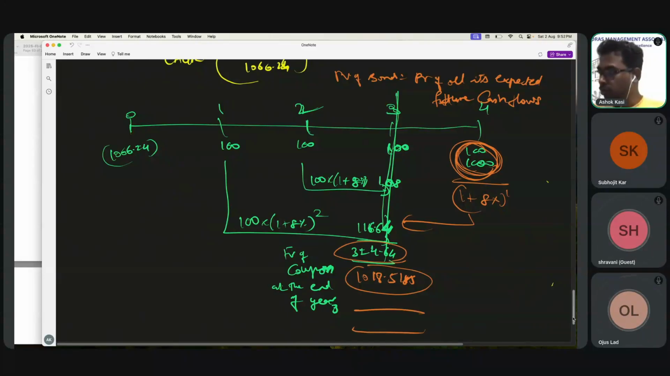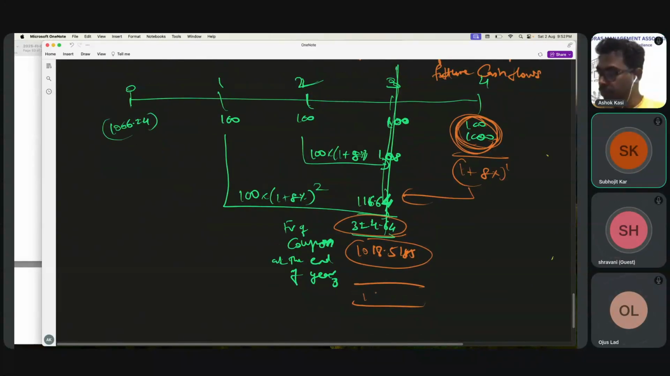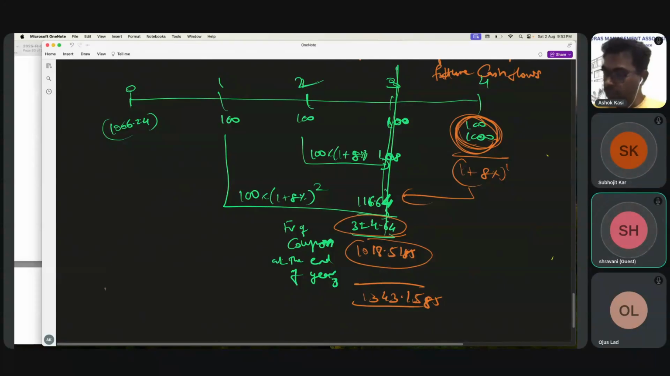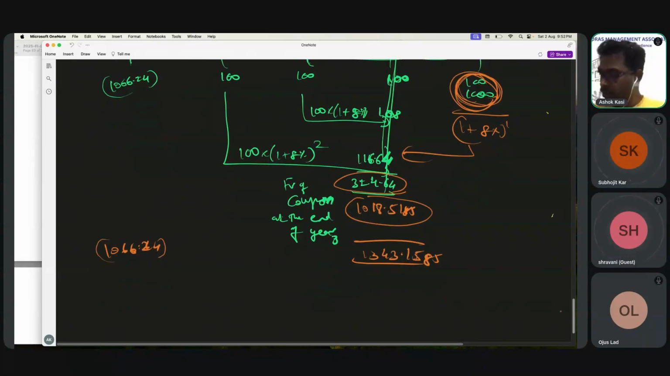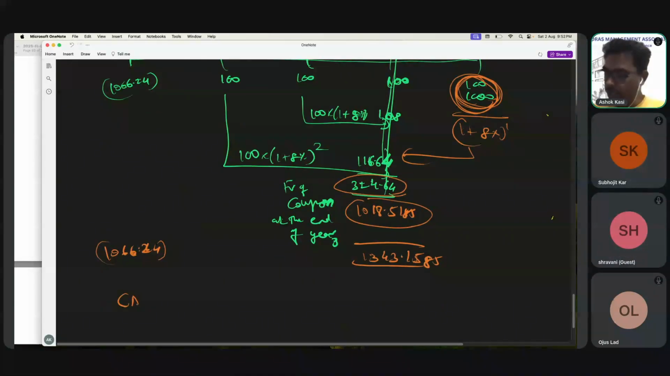Also, because of the coupons, you got 324. So the total amount you add up is 1343.1585, and you invested 1066.24. So what is the CAGR? It will be 1343.1585 by 1066.24, raised to 1 by 3, because it is only for 3 years now.